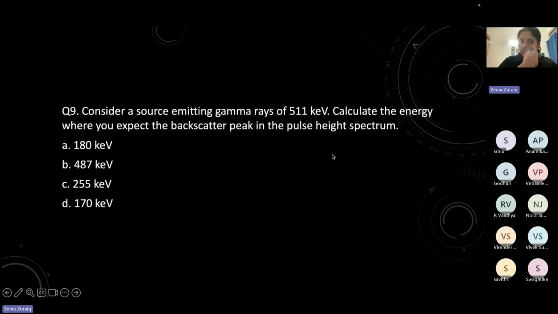Okay, this is the next question. Consider a source emitting gamma rays of 511 keV. Calculate the energy where you expect the backscatter peak in the pulse height spectrum. So backscatter peak. This is related to Compton scattering, which we already discussed in the beginning of the lecture. So you have to find the backscatter peak. You can consider the maximum backscattered peak.